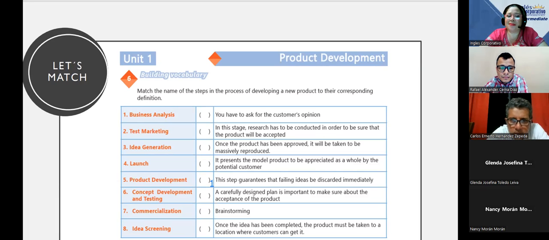Which one? A carefully designed or what? This step guarantees that failing ideas be discarded immediately. Oh. I think it is idea screening. Number eight, idea screening. This step guarantees that failing ideas be discarded immediately. Yes. Okay. Brainstorming is idea generation, obviously. Yeah.